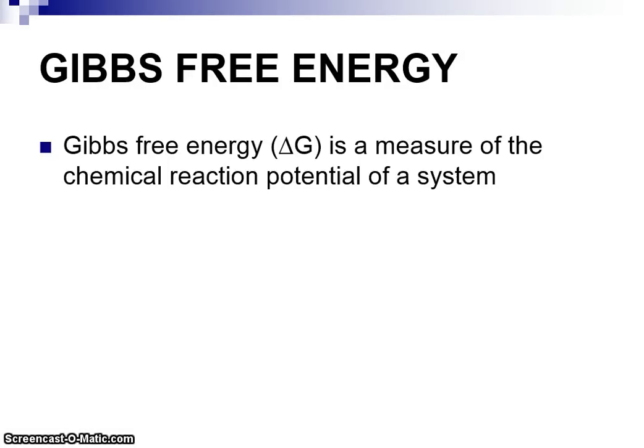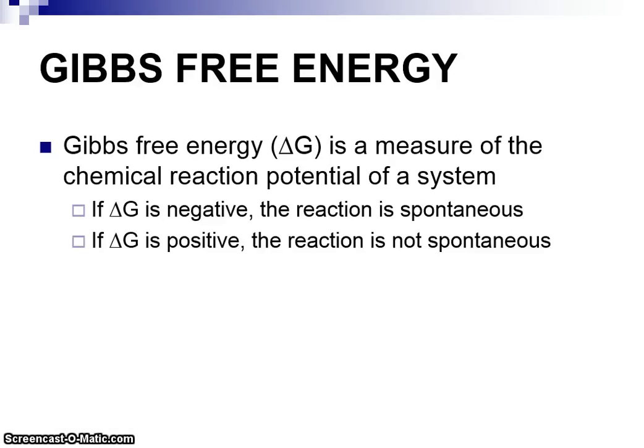Gibbs free energy is what lets us know if a reaction is going to be spontaneous or not. So it's a measure of the chemical reaction potential of a system. And this is the important part that you need to take away. If delta G is negative, the reaction is spontaneous. If delta G is positive, the reaction is not spontaneous. I don't have any tricks to remember that, just that you do need to know that information.